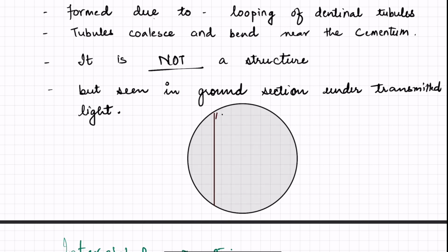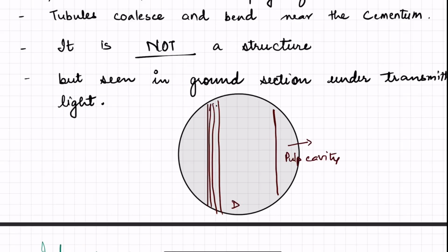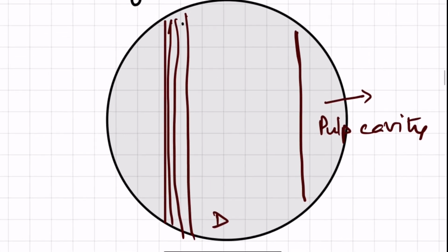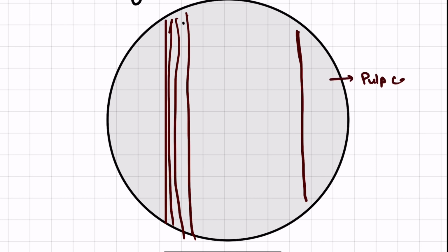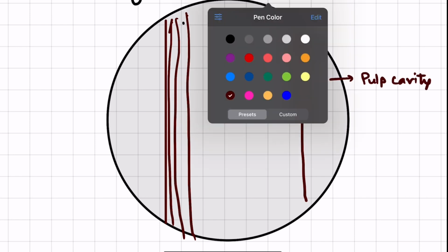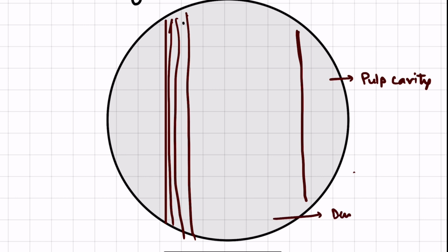Now let us see in the diagram how it is seen. This is the cementum, this side is the pulp cavity, this is the dentin. I'll just zoom this picture for you. In the ground section the pulp is lost, so we will just have the pulp cavity, the dentin in the center and cementum on the other side. So the dentin is sandwiched between the pulp cavity and the cementum.